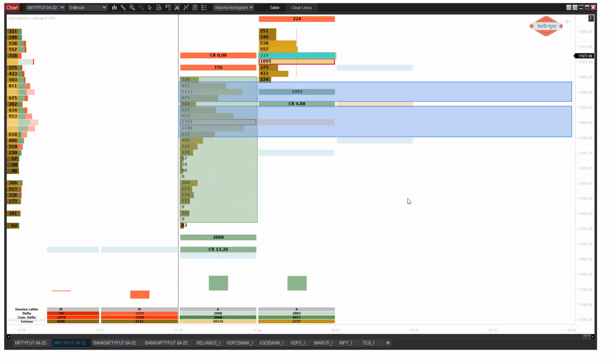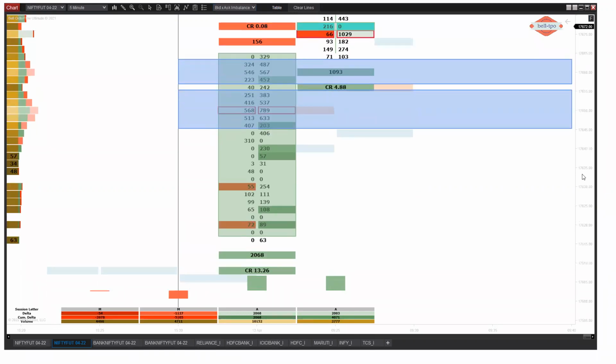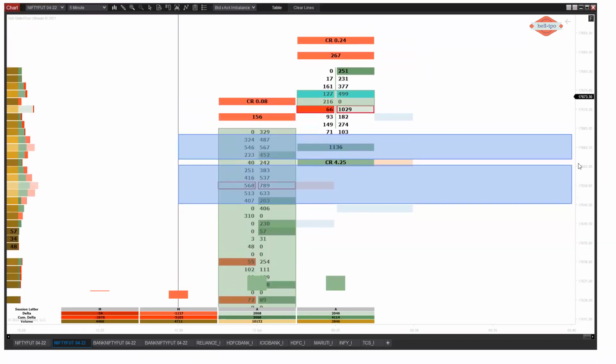Why is it so important? Because clusters are where the positioning of the traders happens. Traders at times position themselves around the clusters many times. Apart from that, I'll get back to the normal mode. I use the bid and ask imbalance mode. I'll also try to run the chart simulation over here. Okay, so the chart is getting simulated.